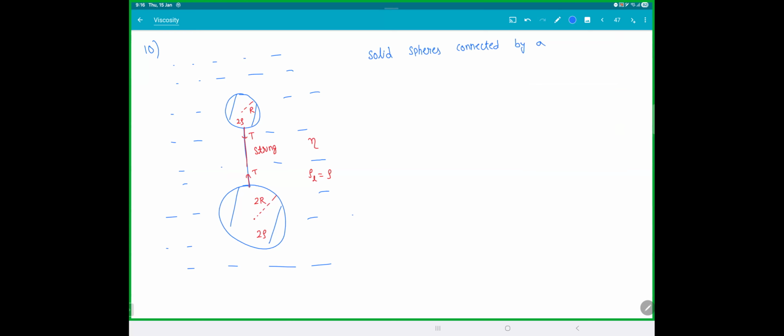Now, if you think about this, just now we saw the bigger the ball, the more terminal velocity you have. So the big ball is trying to go faster and the small one is trying to go slower. So the big one will drag the small ball with it. Find the terminal velocity of the system, and find the tension after a long time, that is, when you reach terminal velocity.